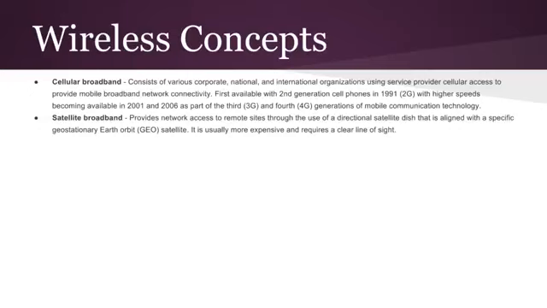After that, we have satellite broadband, which provides network access to remote sites through the use of a directional satellite dish that is aligned with a specific geostationary Earth orbit, or geosatellite. It's usually more expensive, of course, and does require a clear line of sight.